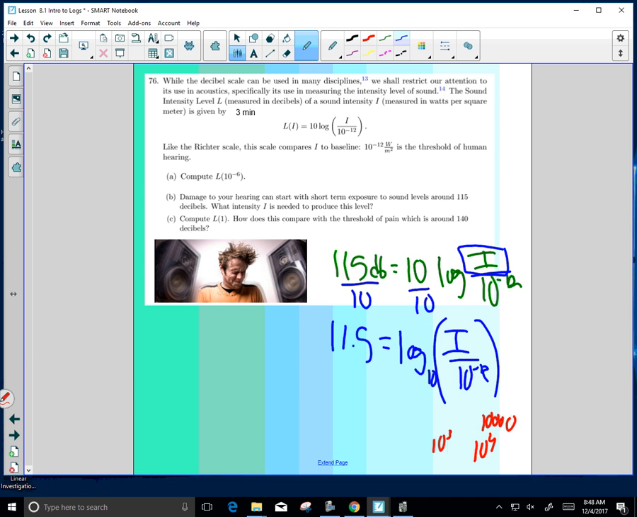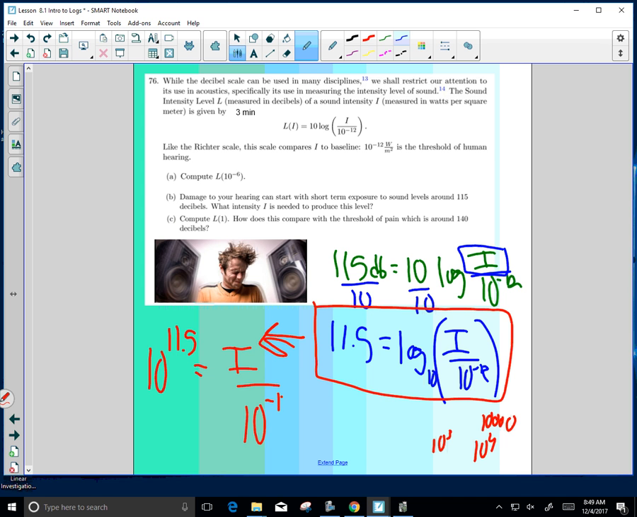Okay? And I have no idea what to do next. I'm stuck. I don't know what to do after this. Do you? We're stuck. What does this mean? Hold your fingers up like this. What does this mean? Secret to logs. What's the secret to logs? If you think you're stuck, what should you do? Change the form. So change this to 10 to the 11.5 equals I over 10 to the negative 12.